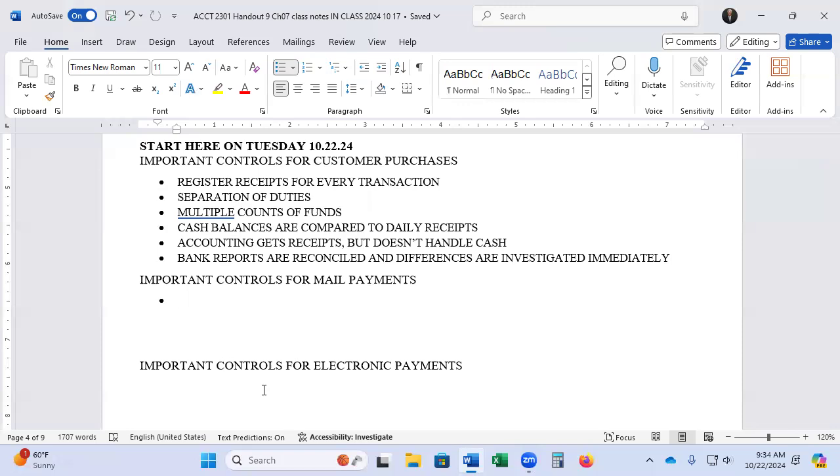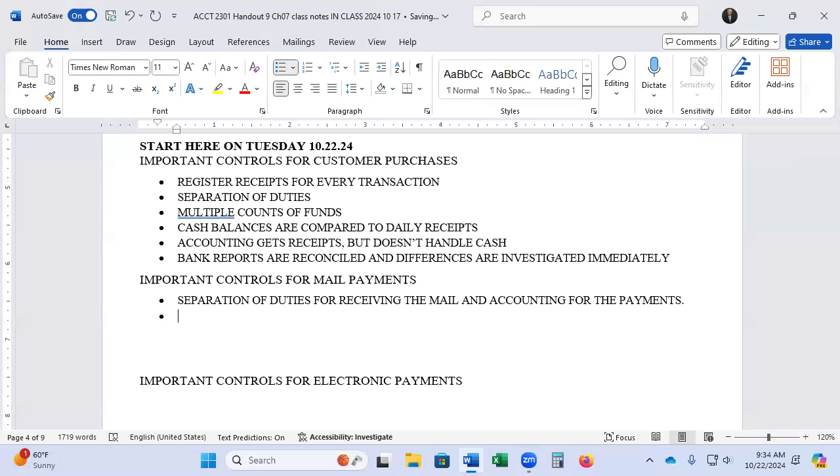All right, we'll move on to important controls for mail-in payments. So separation of duties for receiving the mail and accounting for the payments. One person opens the mail, takes all the checks out. I'm assuming most people aren't sending actual cash. Then they prepare the deposit slip to go to the bank. Same scenario, accounting gets a copy of the deposit slip, but they never handle the cash. They never have access to it. That cash goes out.